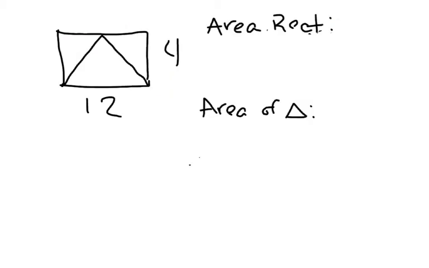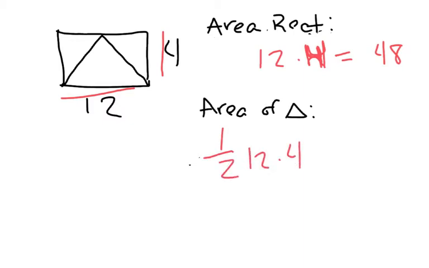Okay? Here's the first one. I think this was just an example, and they were talking about the area of the rectangle and the area of the triangle. So we see the base is 12 and the height is 4. So the area of the rectangle would be 12 times 4, which equals 48. Okay, the area of the triangle would be 1/2 times 12 times 4. Or just take 48 and divide it by 2, and you'll get 24.